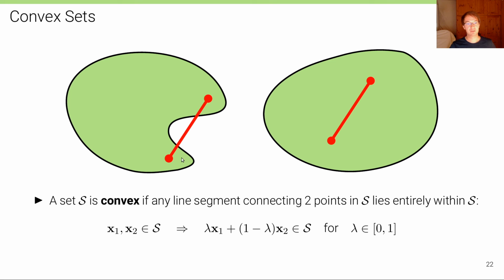Or visually, if I consider this set here, and I take these 2 points, then all the points that are in between must also be inside that set. We can already see that the left example is not a convex set. On the other hand, on the right side, if I look at these 2 points, all the points in between are inside the set. And we cannot find any 2 points in that set where this doesn't hold true. So this is a convex set.